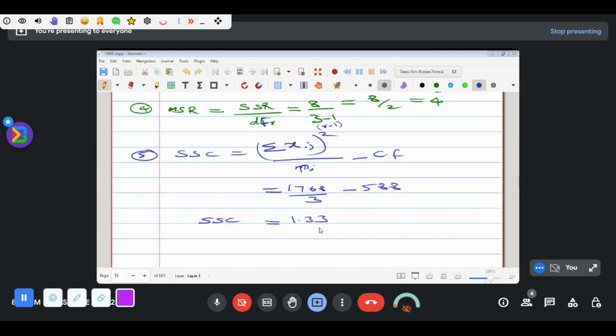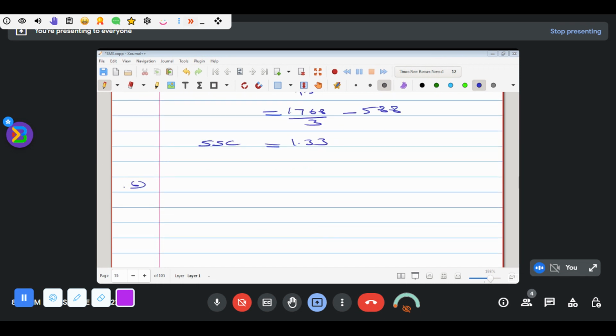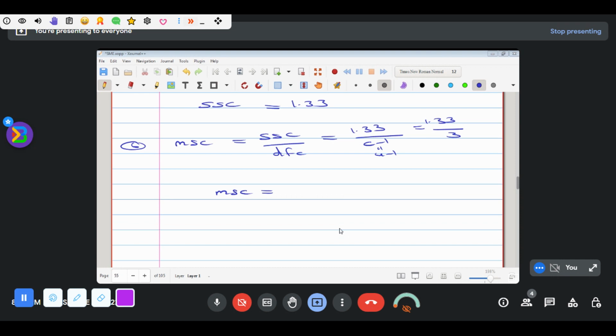Sixth calculation, MSC. MSC is very easy. SSC divided by degrees of freedom in column. That is equal to 1.33 divided by column minus 1. Total columns 4, so column minus 1 is 4 minus 1, which is 3. Therefore 1.33 divided by 3. How much is the MSC value? 0.44. Okay, ma, correct.